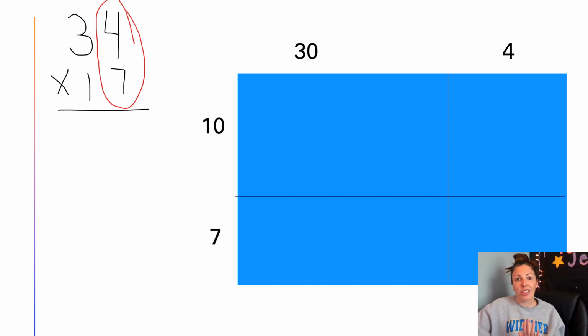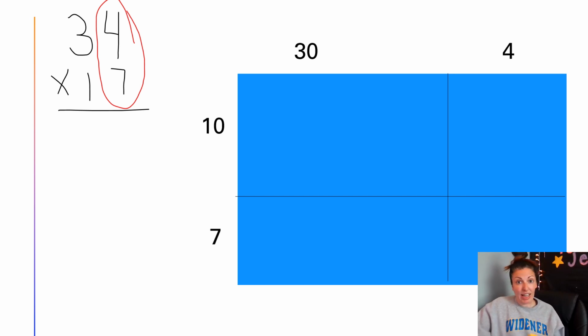So I want us to make sure that we're very, very careful in the order that we solve these problems. As you can see over my standard algorithm, I have the 4 1s and my 7 1s circled. I always start in the 1s place, and that is the partial product, or the part of the equation that I'm going to solve first.